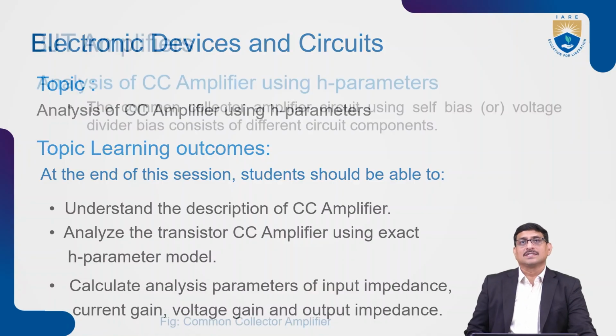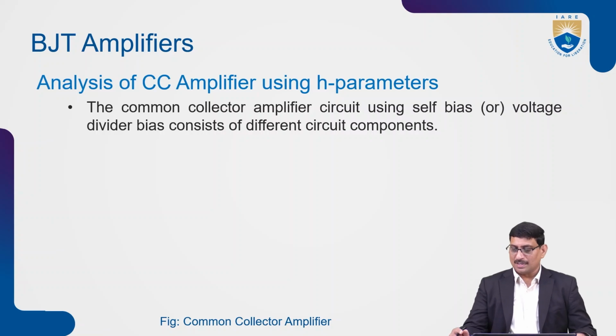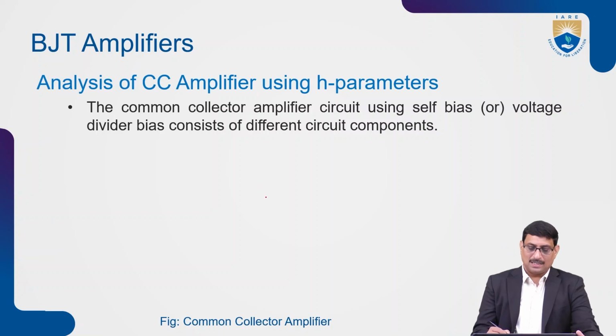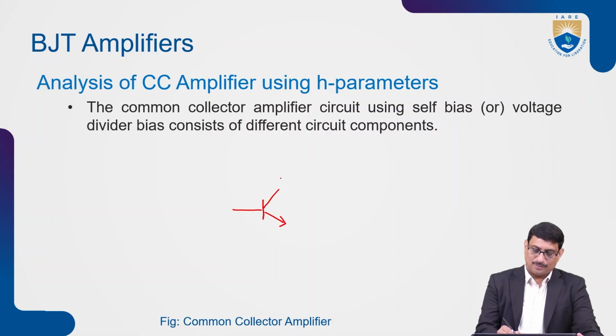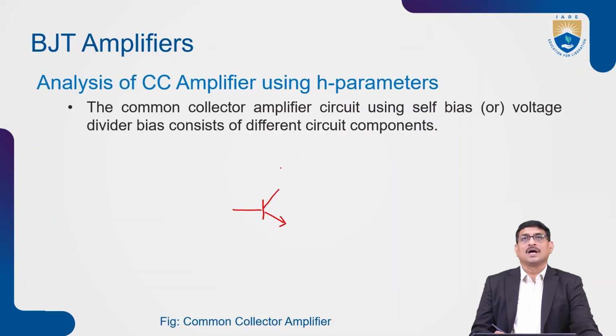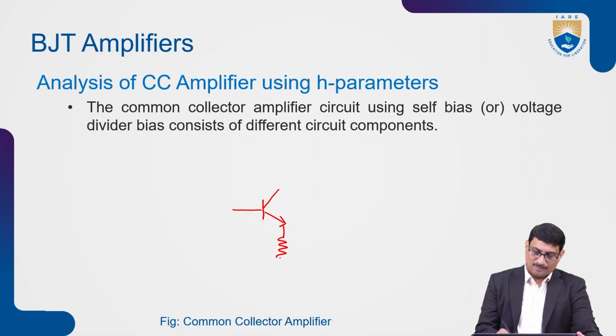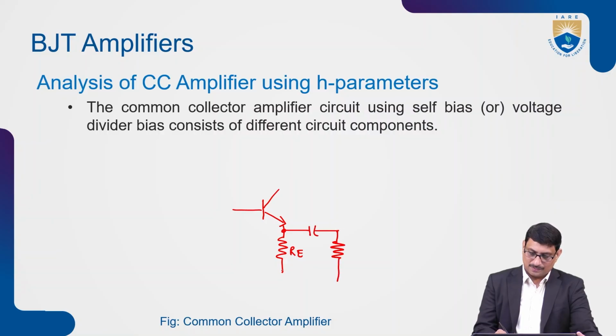Now let us consider what the common collector amplifier is. In a common collector amplifier, the base is the input terminal, the collector is the common terminal, and the emitter is the output terminal. We take the output across the emitter terminals. The emitter is connected to the RE resistor, and from the emitter terminal, through a capacitor across the load resistor, we take the output. So the emitter acts as the output for the common collector amplifier.